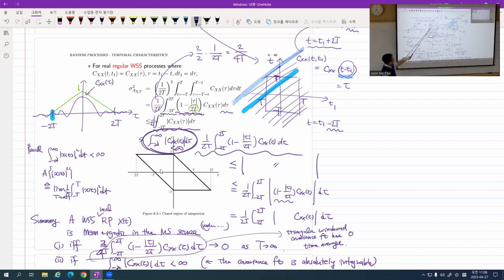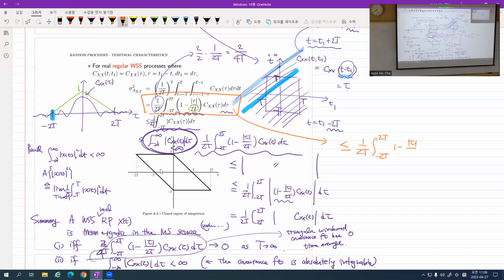And the second one is this. Last time, from here to here, I made some confusing remarks. The first thing is this. From here, what we are going to do is take the absolute value of this integration to upper bound this quantity. And let me write here. So this one is upper bounded by 1 over 2T integral.